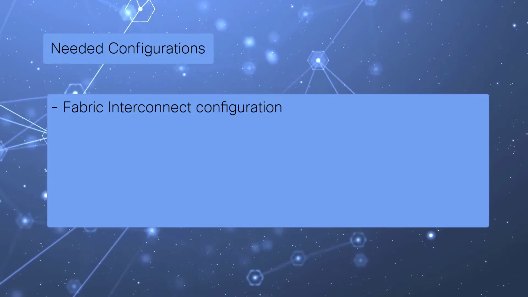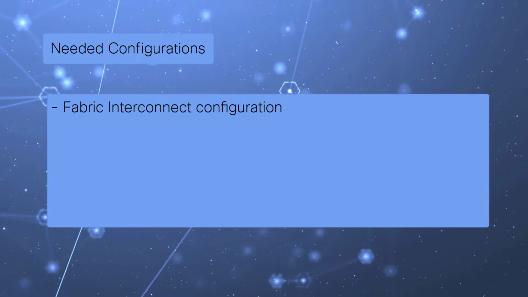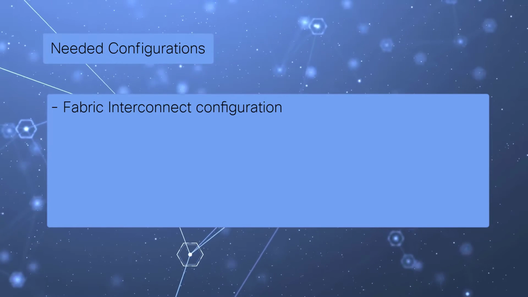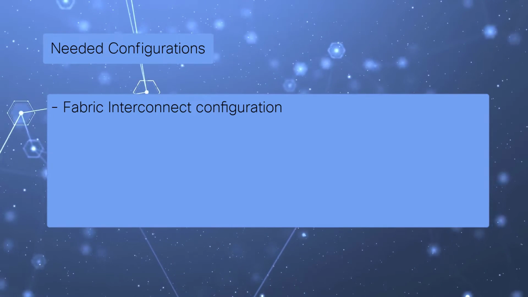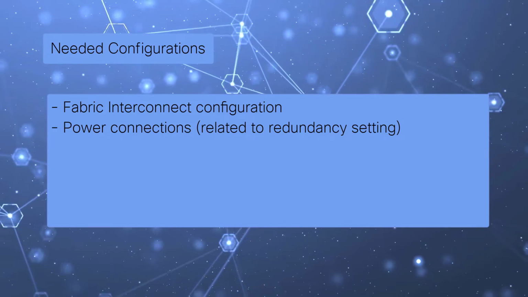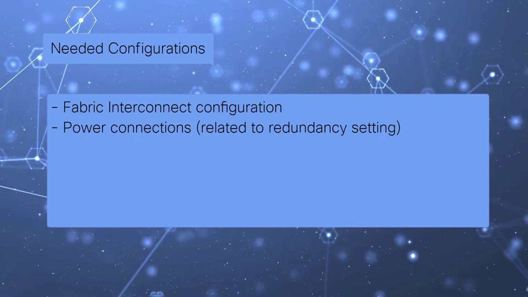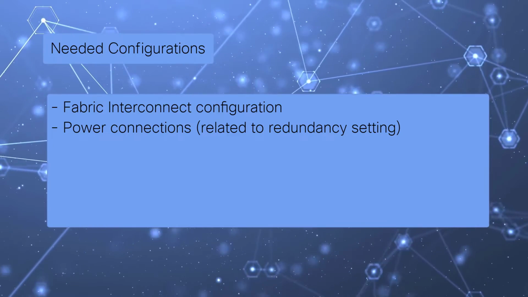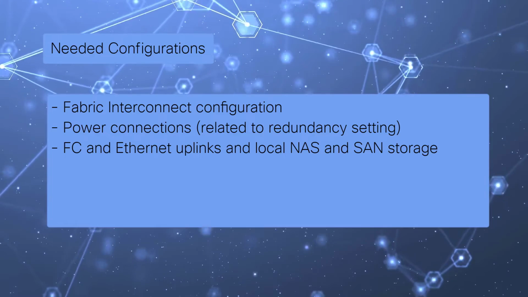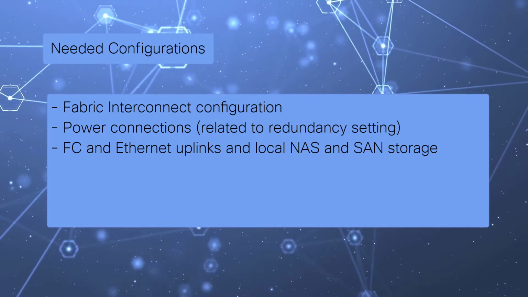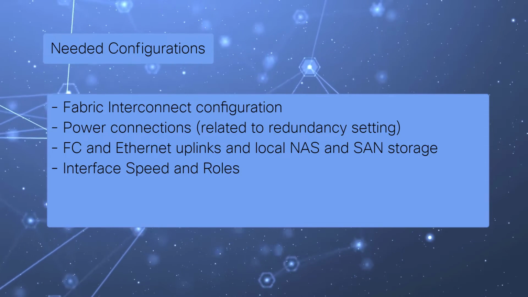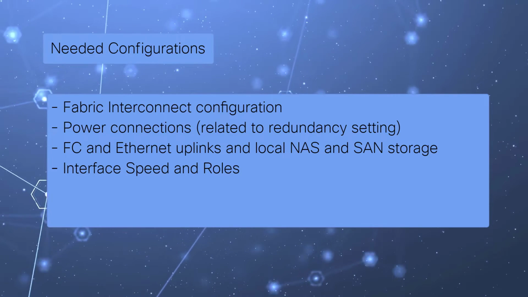Some of the things that will need to be configured are fabric interconnect configurations, such as connections to your LAN and SAN, but also configurations for IP pools, addressing, so on and so forth. What about power connections? Do we have the ability to modify our redundancy settings? Absolutely. What about Fibre Channel and Ethernet uplinks connecting to our LAN and SAN? We've got to be able to also modify interface speed and duplex, but also the roles of those interfaces.